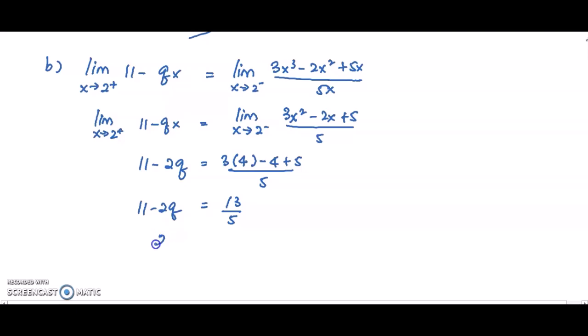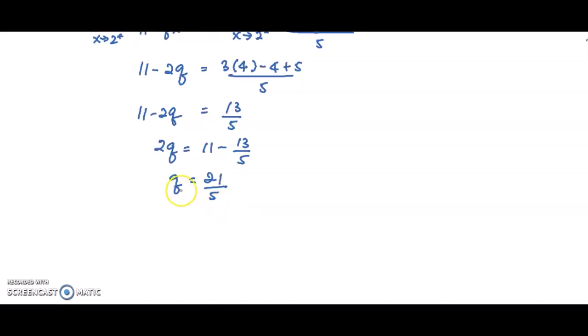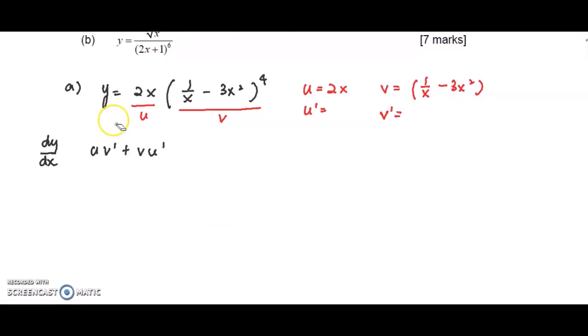Then solve for this. You have 2q equals 11 minus 13 over 5. And the final answer for q is 21 over 5.